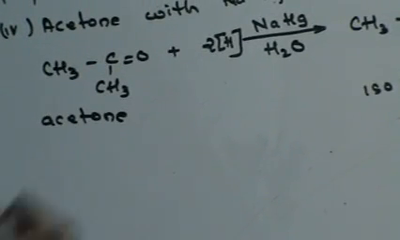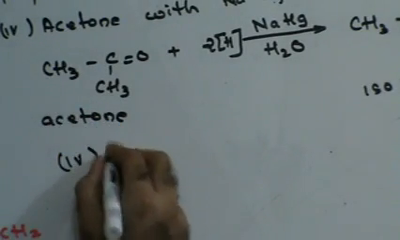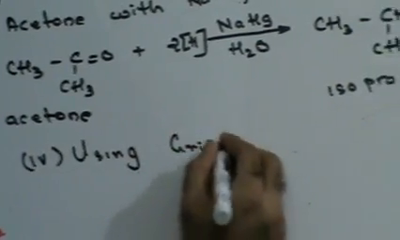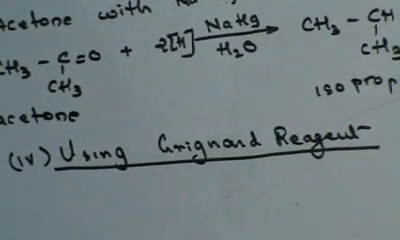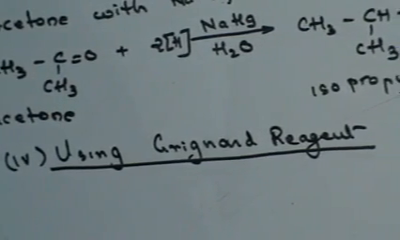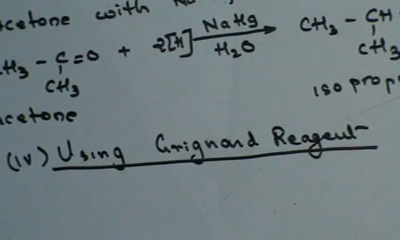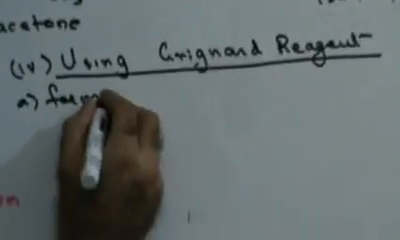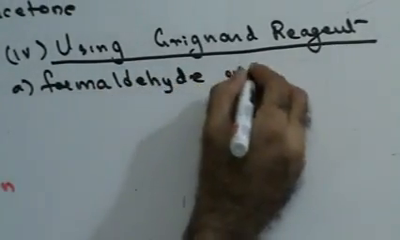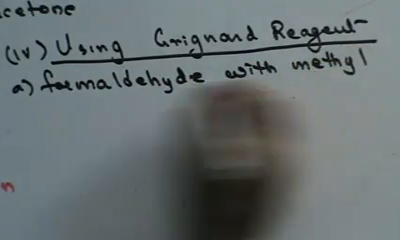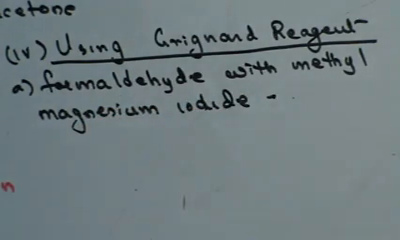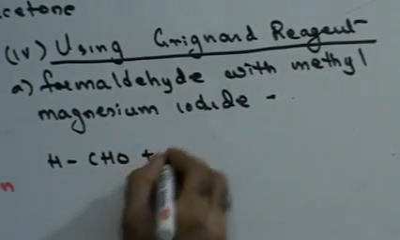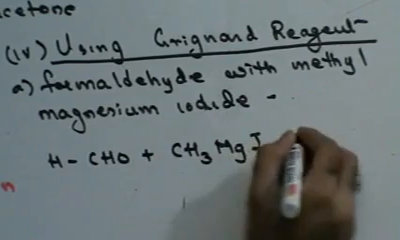The fourth method for preparation is by using Grignard's reagent. The next method for preparation that we'll use is using Grignard's reagent. What happens when formaldehyde is treated with methyl magnesium iodide? Formaldehyde with methyl magnesium iodide. Formaldehyde, HCHO, with methyl magnesium iodide.